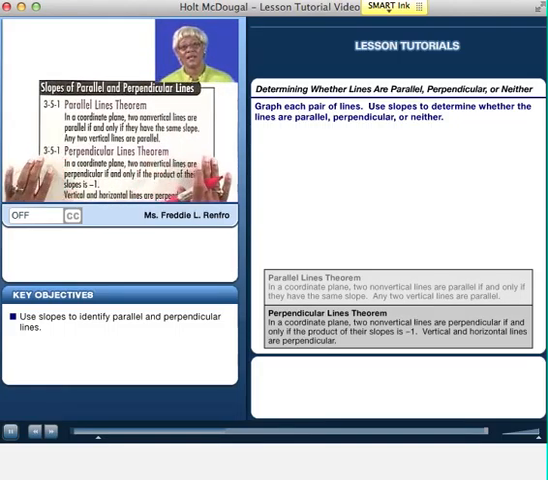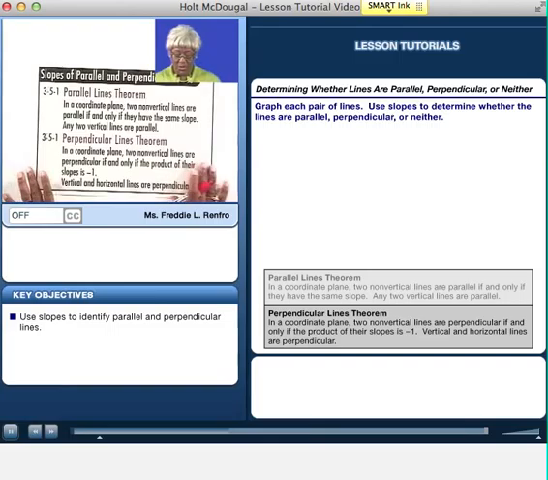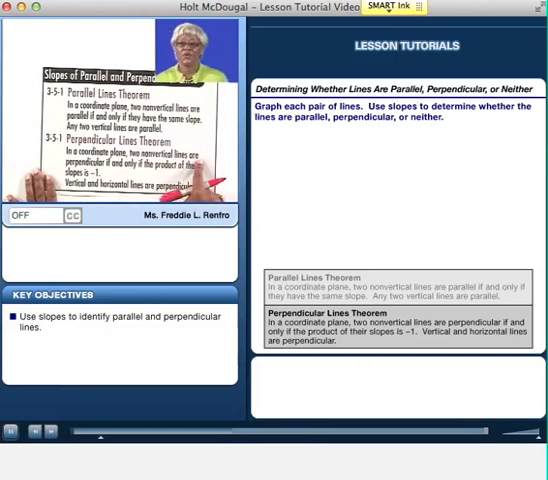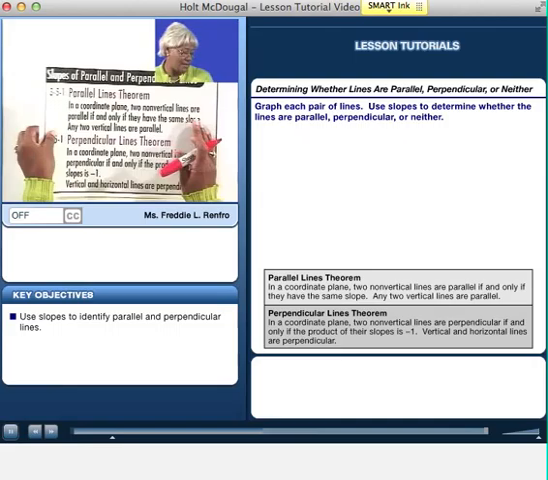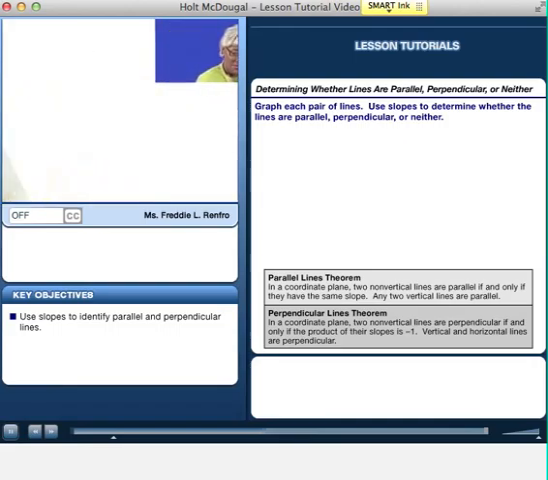The perpendicular line theorem says that in a coordinate plane, two non-vertical lines are perpendicular if and only if the product of their slopes is -1. Vertical and horizontal lines are perpendicular. Well, keeping this in mind, let's look at some lines to see whether or not they're parallel, perpendicular, or neither.